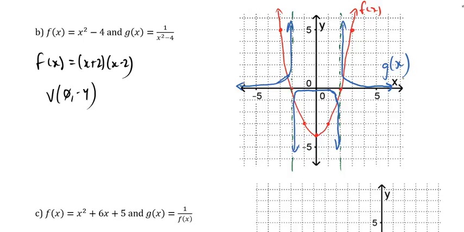Any questions? Do you think you can do this? Look for all those key points. The asymptotes at the zeros. Look for where it's equal to 1, where it's equal to -1. Think about the end behavior.